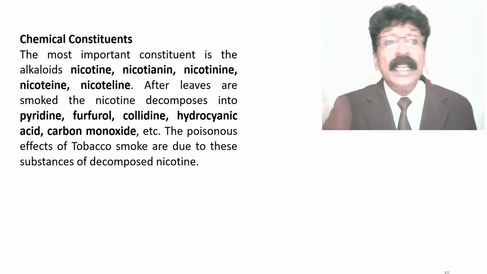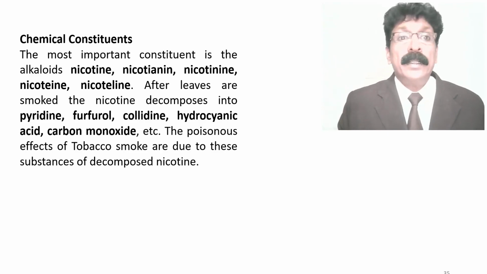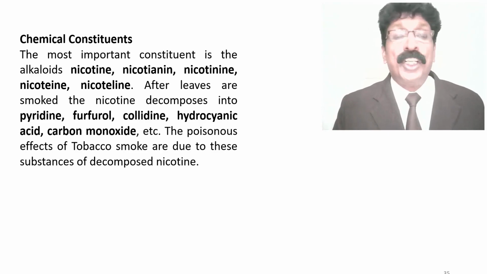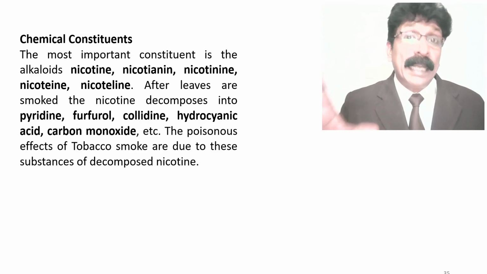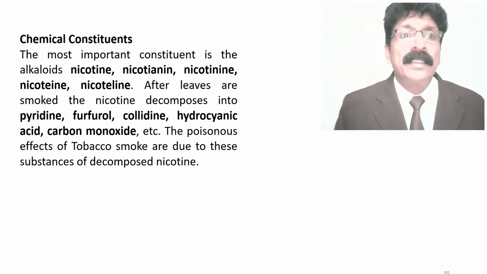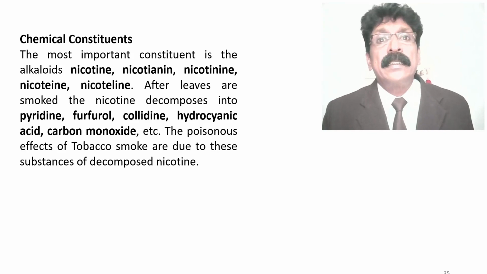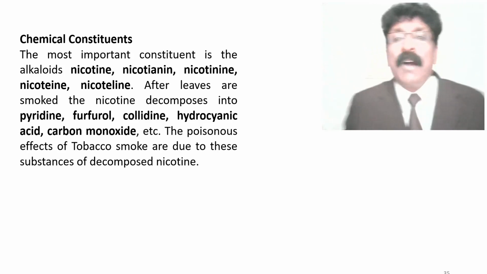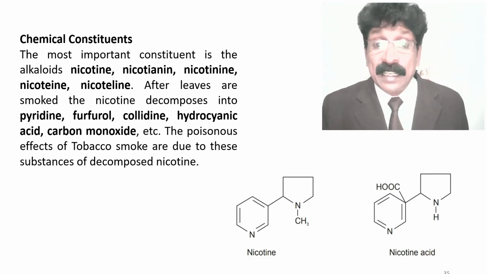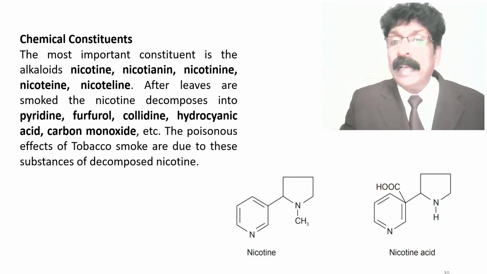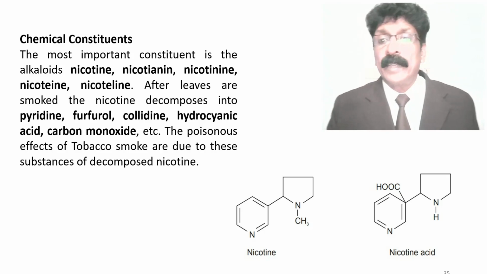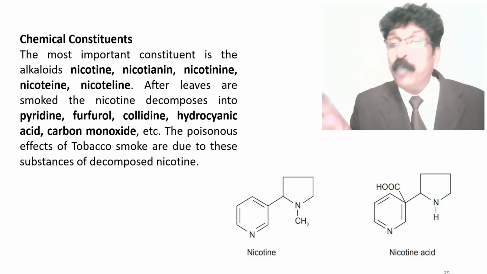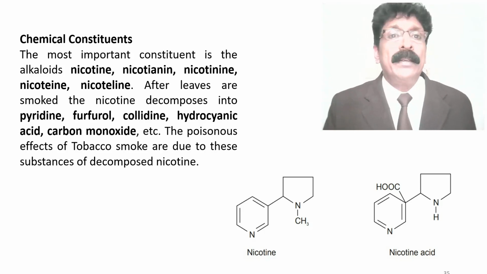After the leaves are smoked, the nicotine decomposes into pyridine. You know the structure of pyridine, the nitrogen containing 6-member heterocyclic ring structure, which is the basic structure of nicotine. When you see the structure, pyridine with a pyrrolidine with CH3, nicotinic acid group, when it is attached, nicotinic acid and nicotine, we can see the structure.